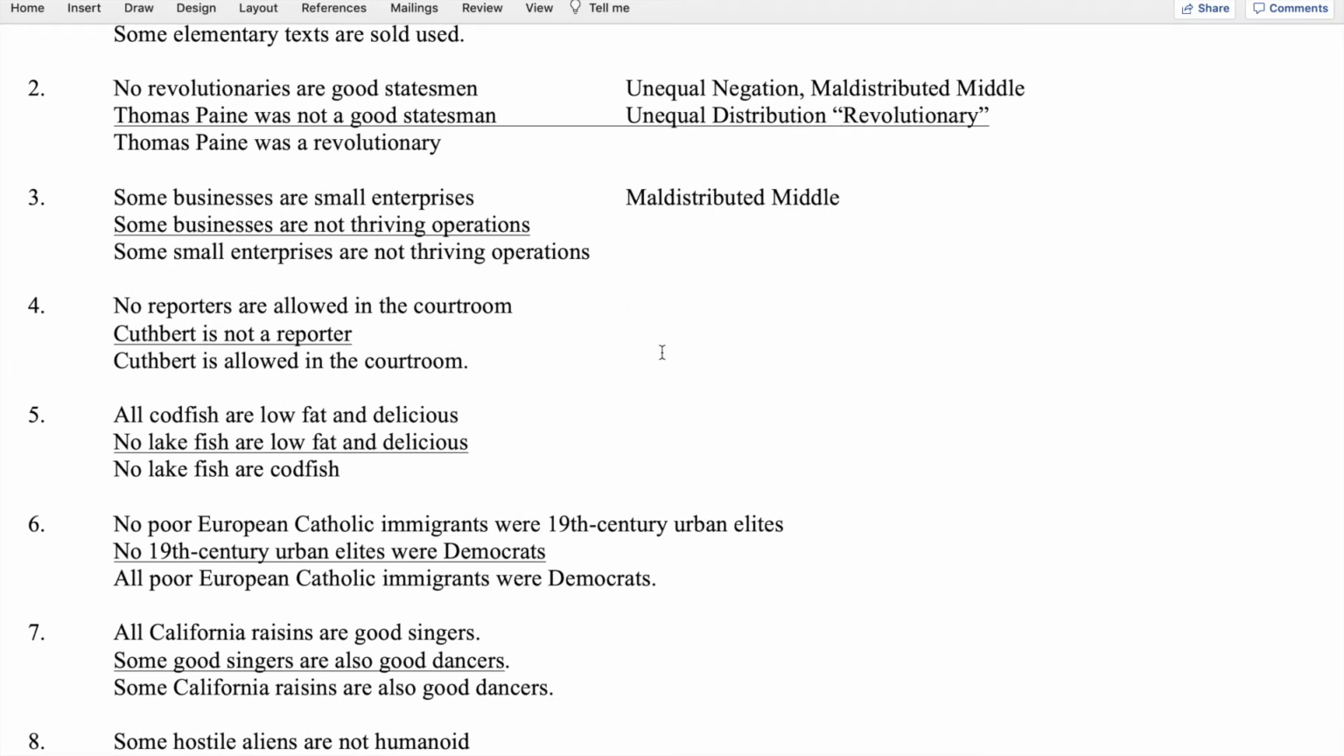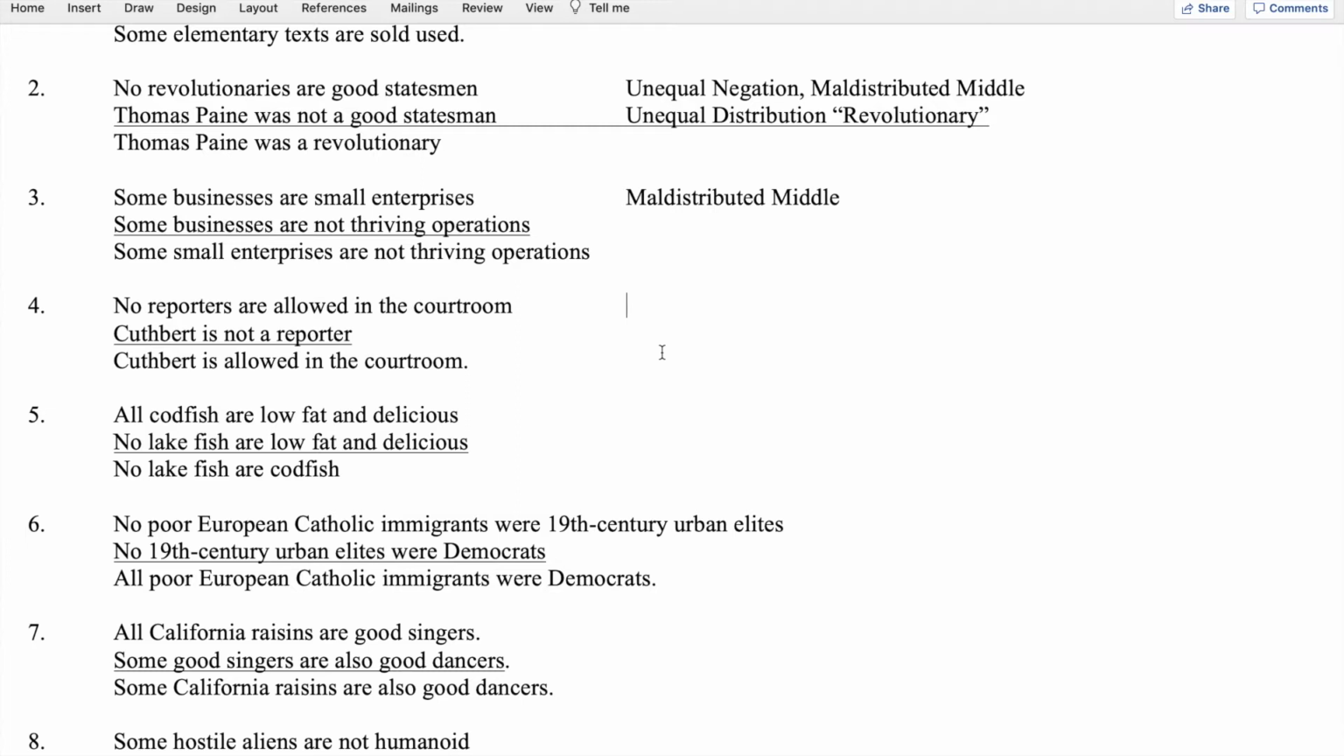Now we can look at number 4. No reporters are allowed in the courtroom. Cuthbert is not a reporter, and therefore Cuthbert is allowed in the courtroom. So in this case, again, we have both a second premise and a conclusion, which has an individual as the subject term that makes these statements universal statements. So we have a universal negative second premise and a universal affirmative conclusion. The first premise is also universal negative.